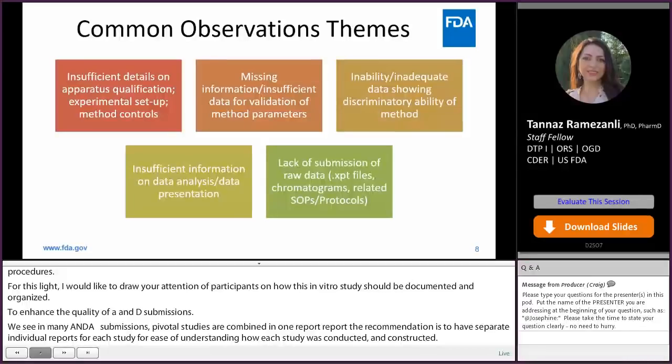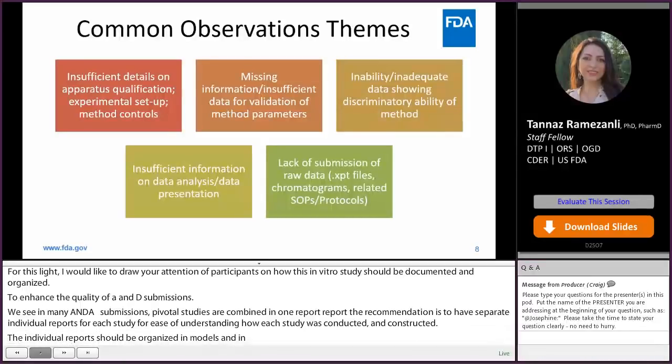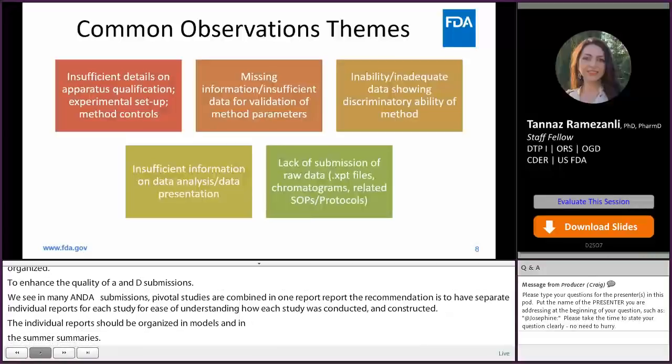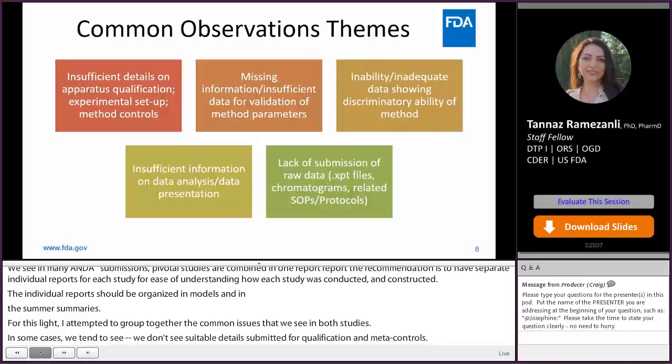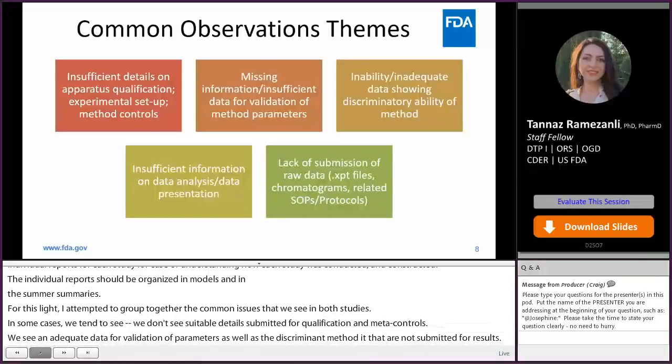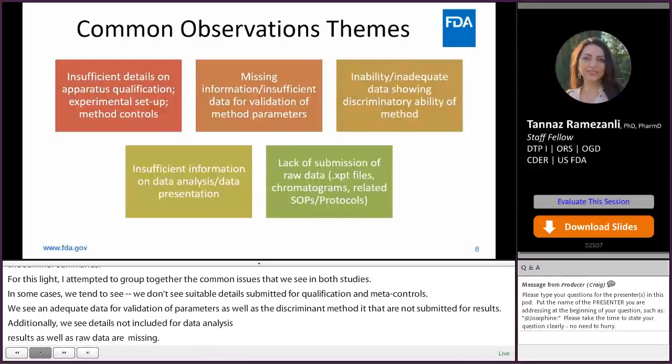For this slide, I attempted to group together the common issues that we see in both studies. In some cases, we don't see suitable details submitted for apparatus qualification and method control. We see inadequate data submitted for validation of method parameters, and the discriminatory ability of the method is not evident from the submitted results. Additionally, we see details not included for data analysis results, and raw data are missing. So we encourage applicants to please consider these points as they put together their ANDA submission to the agency.